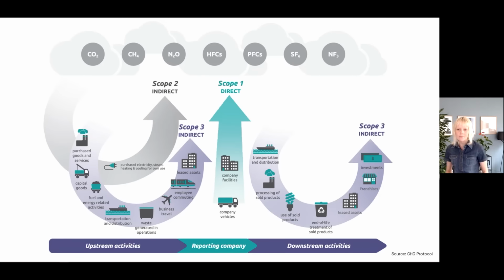So here we see that the scope 1 and scope 2 categories seem to be quite straightforward, as we see that there are only a few subcategories that you have to take into account in the calculations. But then when we look at the scope 3 category, we see that there are a lot of different subcategories that you should take into account.